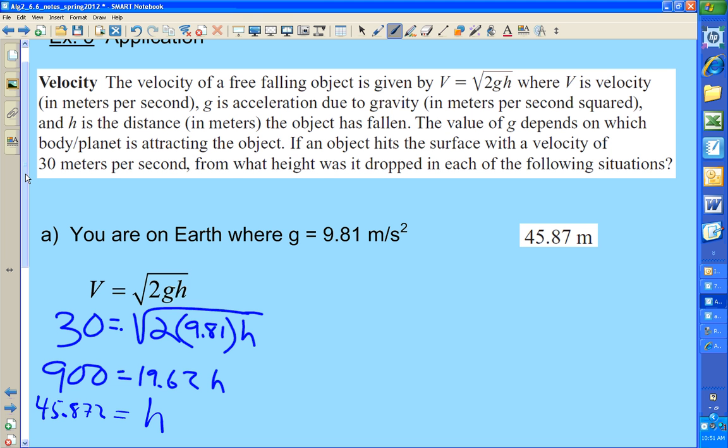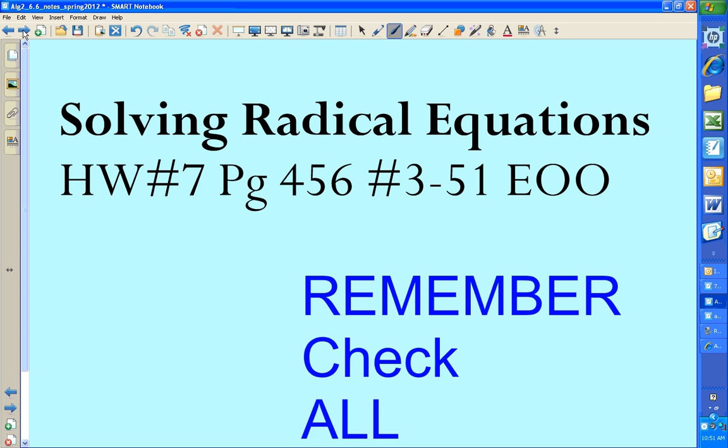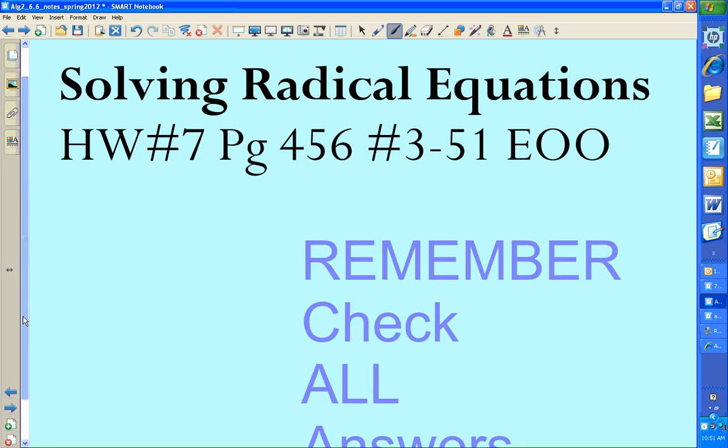If you need a formula like this, I give it to you. Don't memorize velocity. This is like from the Big Bang Theory. You don't need to have that memorized. Sheldon, he would know that, but the rest of us mortals don't need to know that. Okay?